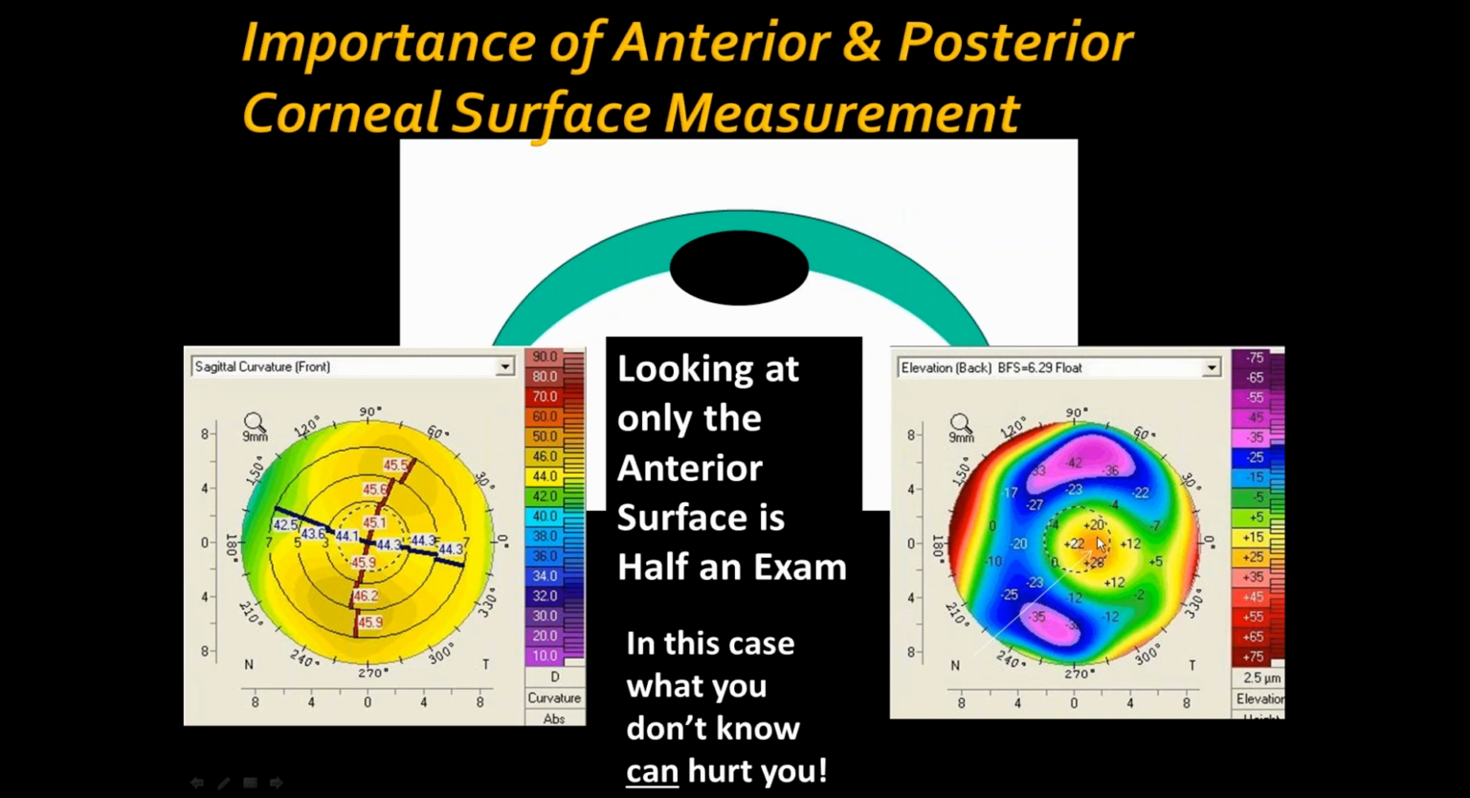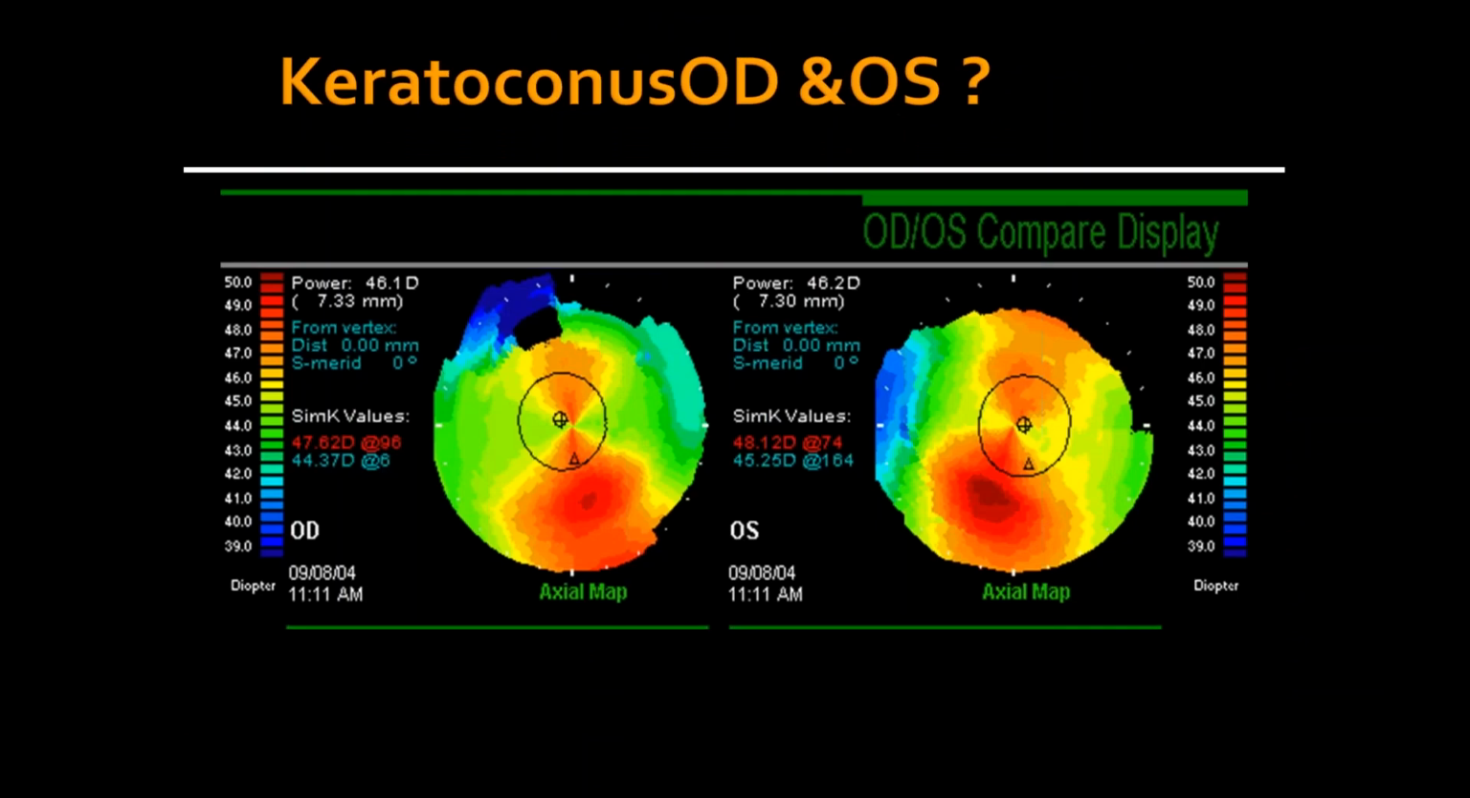But if you look at the posterior surface of that patient using an elevation map, you see that hot spot. And when you're looking only at the anterior surface, even for both curvature and elevation, and you're not looking at the back, it's truly half of an exam. In this particular case, what you didn't know can hurt you, especially if you're doing only anterior surface evaluation in pre-LASIK or pre-other refractive surgical procedures. This can end up in a big problem for you with the outcomes from those procedures.